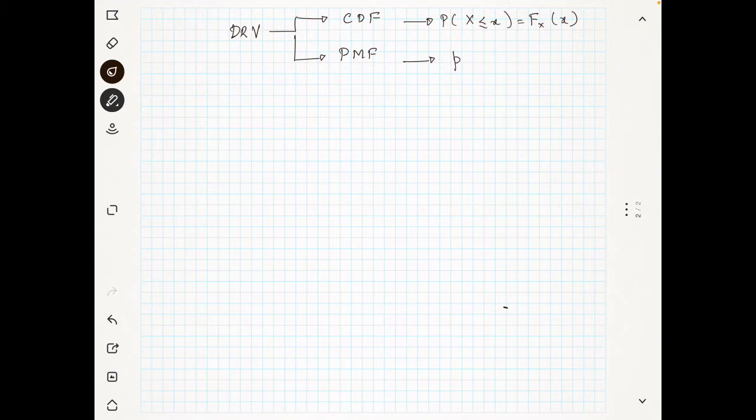So in the case of the discrete random variable, we discussed the cumulative distribution function and the probability mass function. I hope that you know the clear difference between these two. The CDF is nothing but the probability that the random variable X takes a value less than or equal to some x, and this is represented as F_X(x). The probability mass function is nothing but p_X. It is the probability of each event of the random variable. So this is the case of discrete. Now we will talk about the continuous random variable.